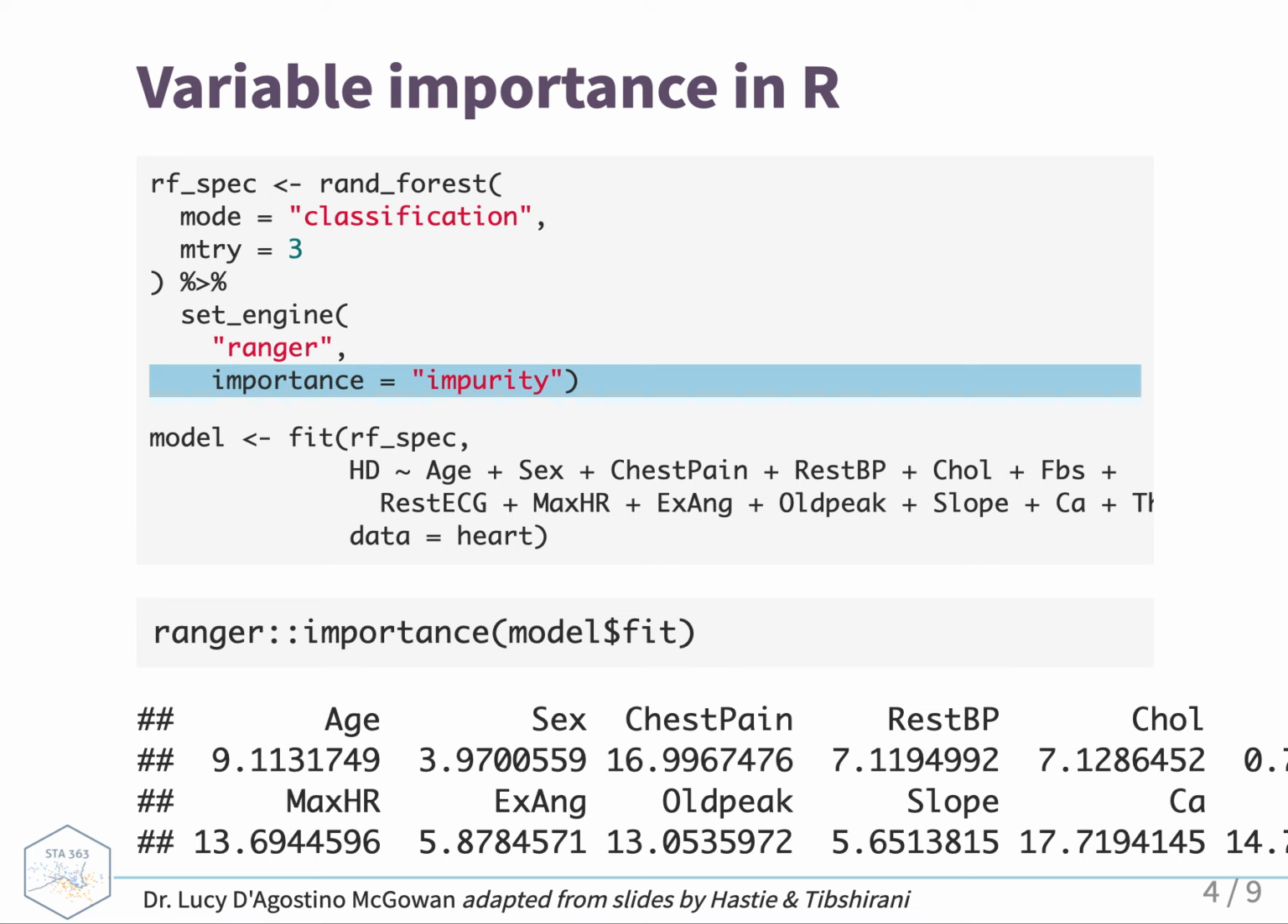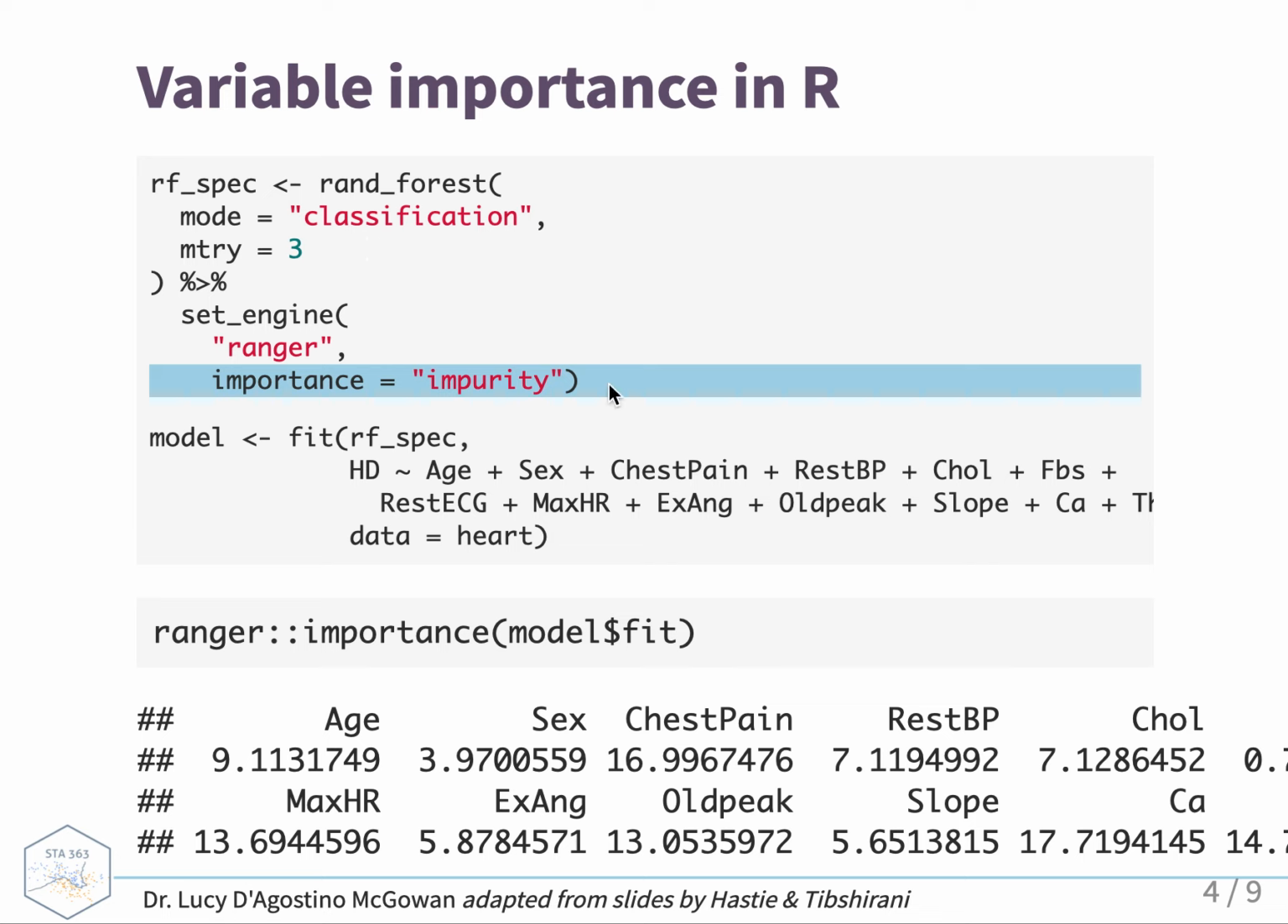There are a couple of things going on here, but the most important one is that you're adding an argument to the set engine. We haven't really done anything in set engine yet besides specify the package that we're using to fit these models. Here I'm fitting a random forest, doing classification. This is my heart disease model again. I'm setting my mtry, my M variable, to 3. This uses the default where M is the square root of P, and if we round down, that's 3.